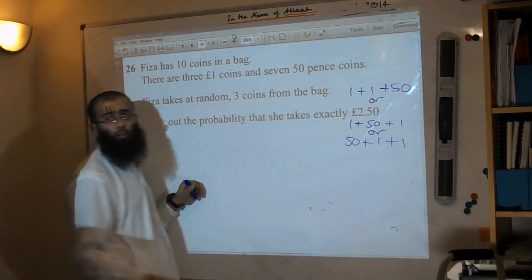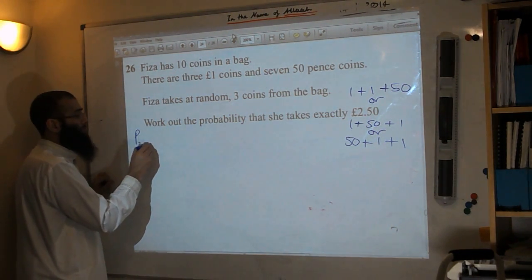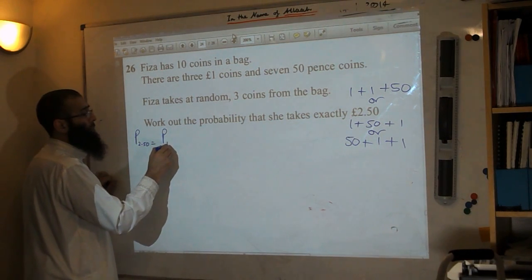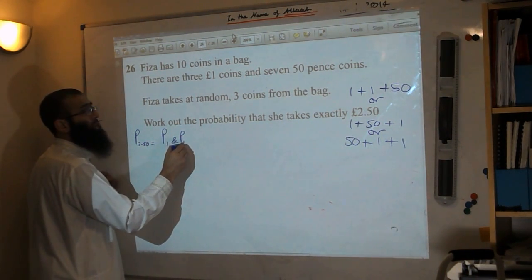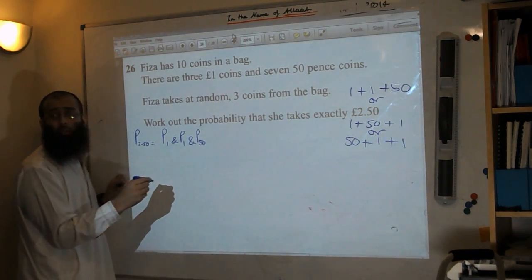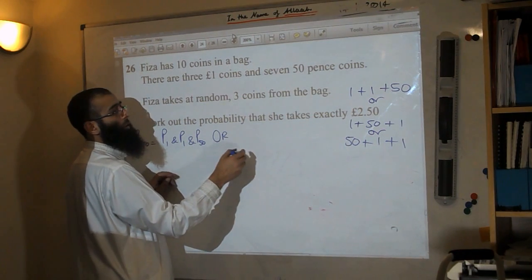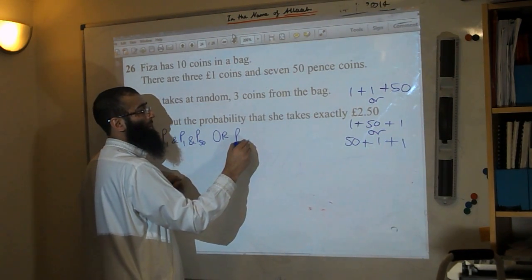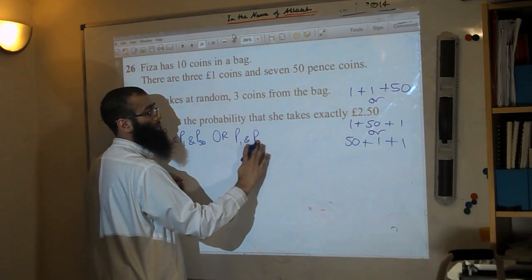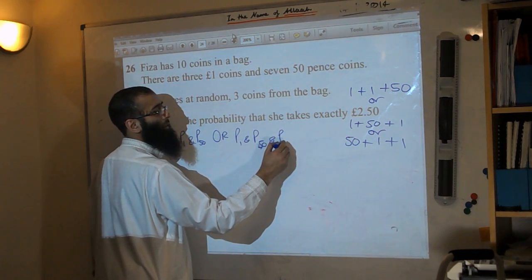So work out the probability that she takes exactly £2.50. That's these 3 ways. So let's have a look. The probability of £2.50 is equal to the probability of a £1 and the probability of a £1 and the probability of 50p. Is that right? Yeah. That's the first way. Or we're going to do the probability of a £1 and the probability of a 50p and the probability of a £1.